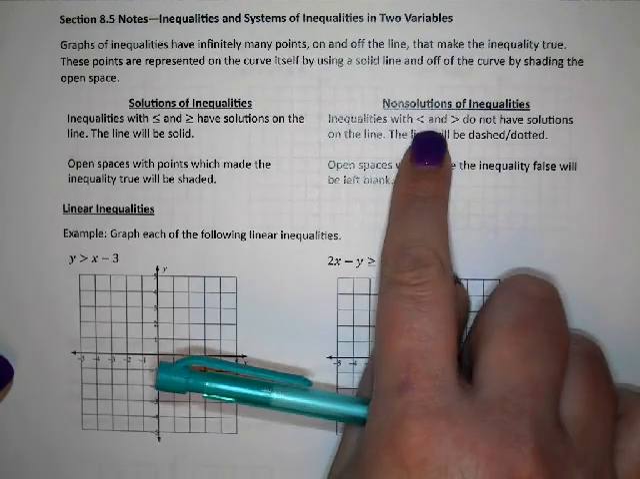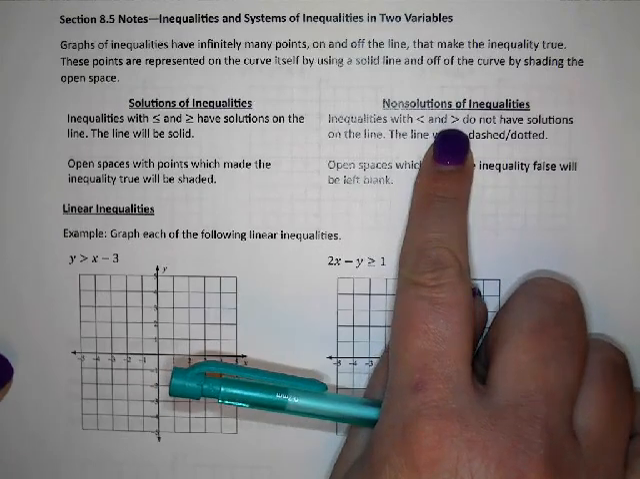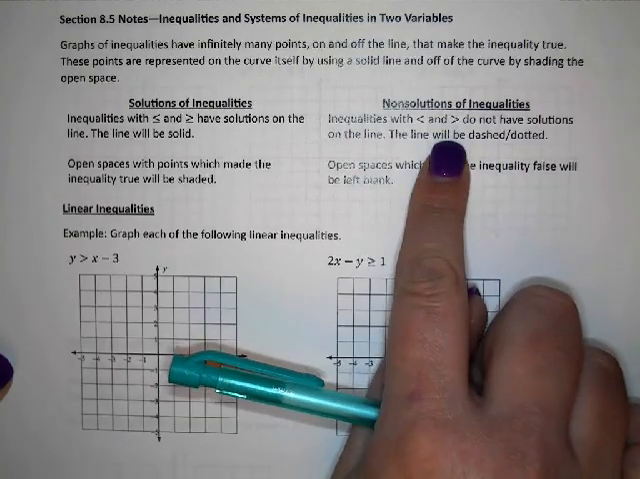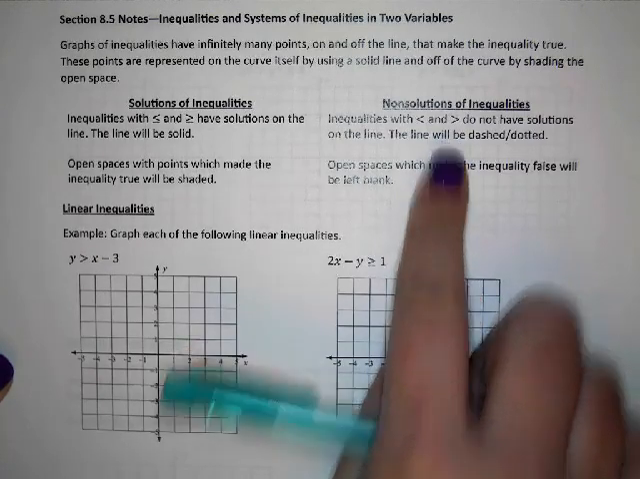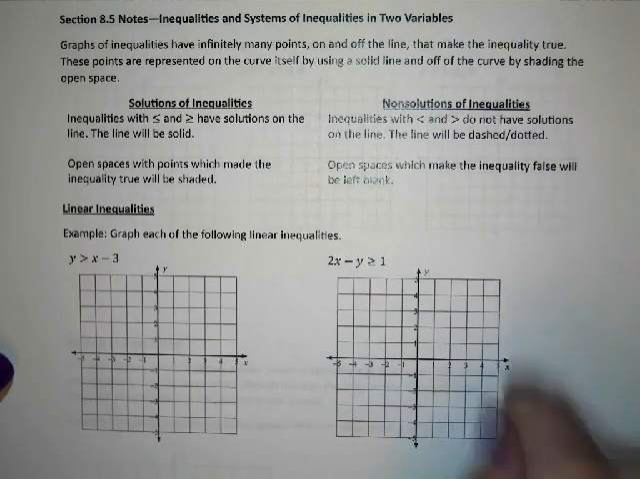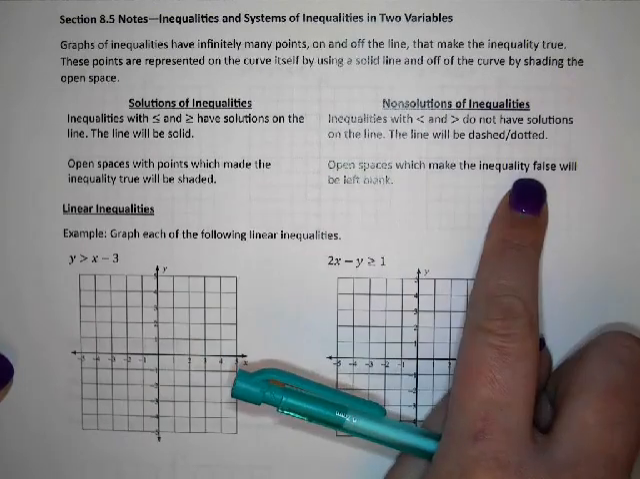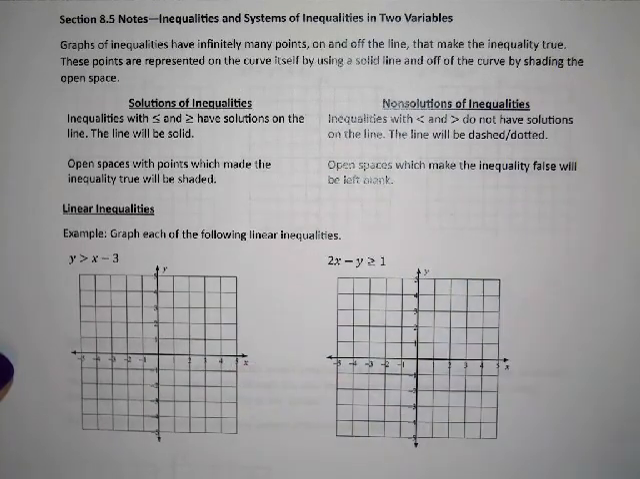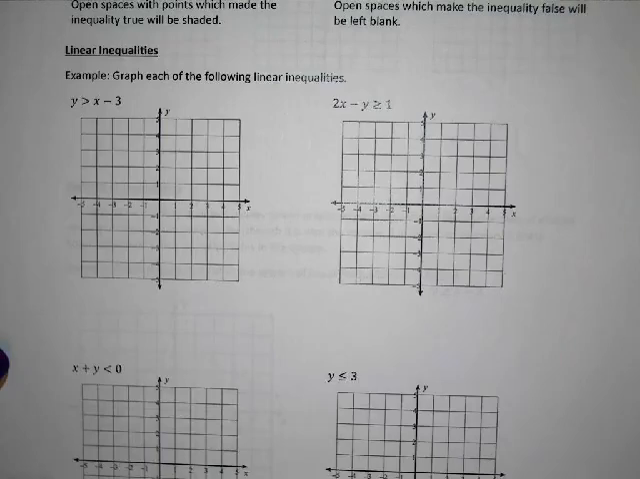Non-solutions of inequalities: you'll notice with the less than sign or a greater than sign that the points that are on the line do not make the inequality true. And so in that case, the line will be dashed or dotted so that the person looking at the graph can say, oh, the points that are on the line don't actually work. And then open spaces which make the inequality false will be left blank, and that way we'll know that they're not actual solutions.